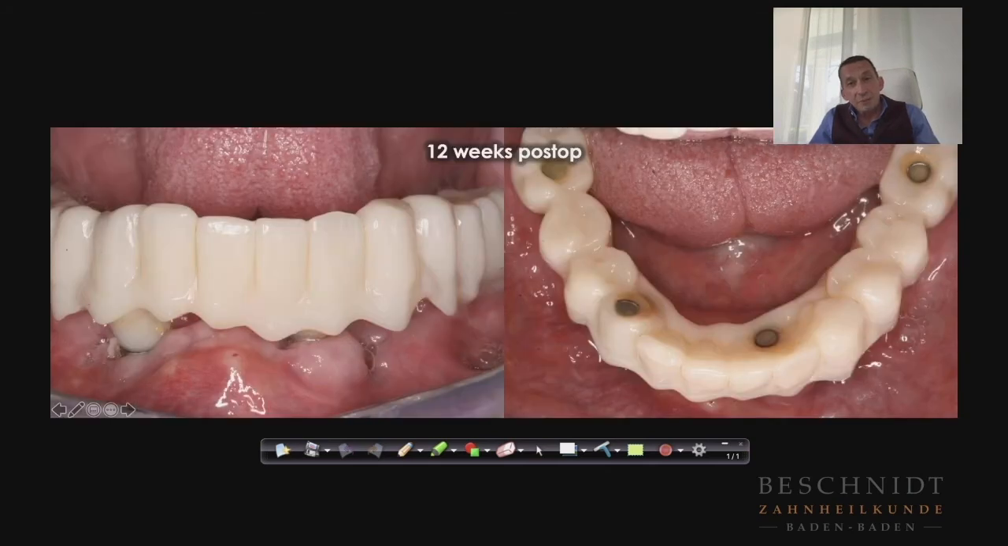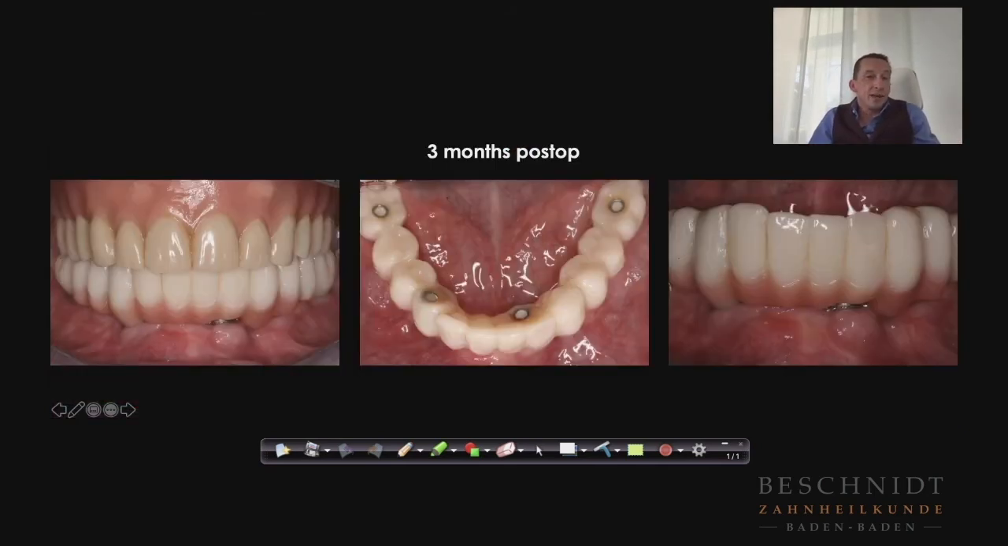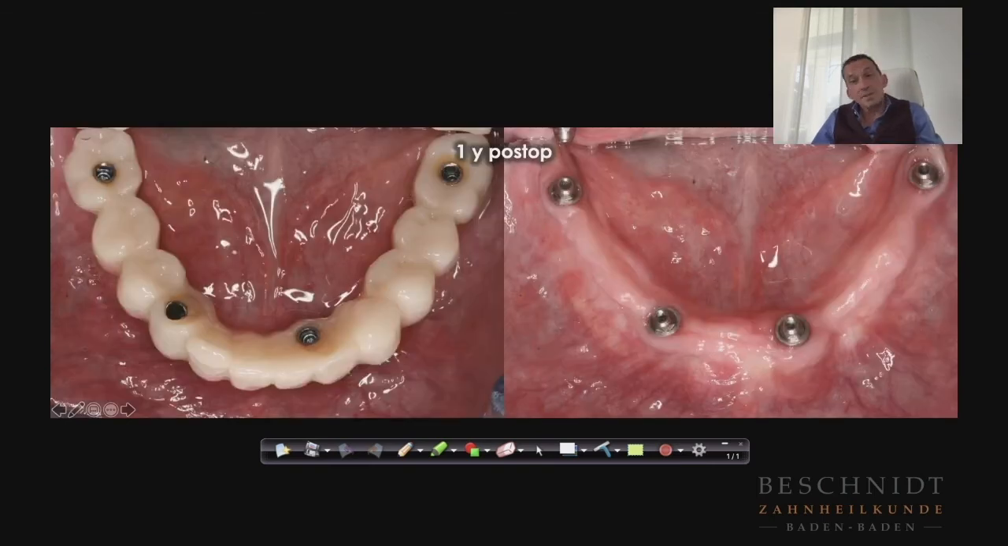And that's the 12 weeks control. Now you see the unswelling of the soft tissue. So we can now take off the bridge after 12 weeks and we underline it with pink resin material. And after 1 year, we now know that the implants have a full osseointegration. Now we can go ahead with the final restoration.